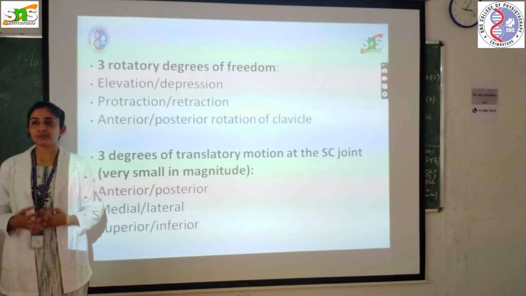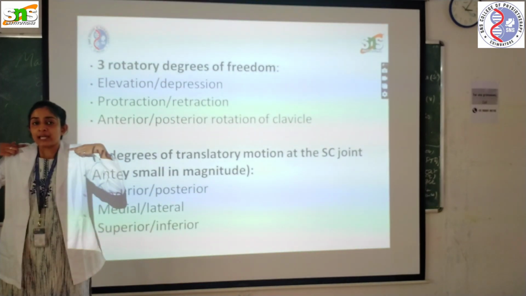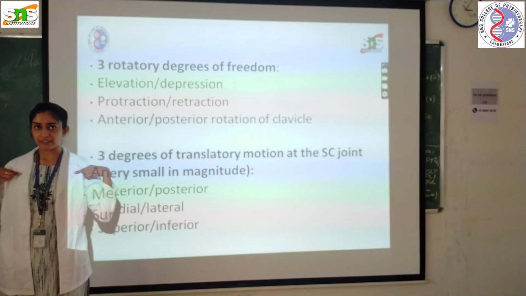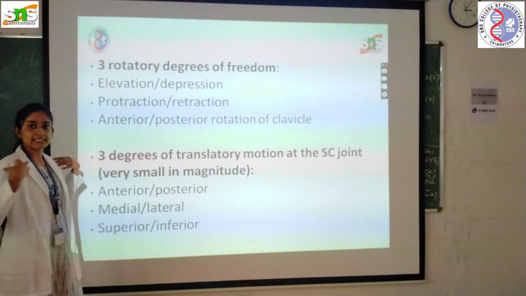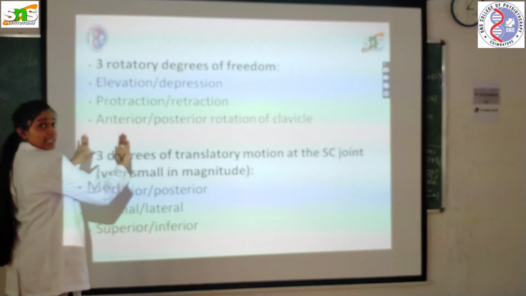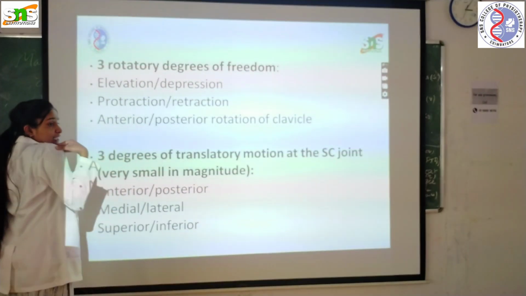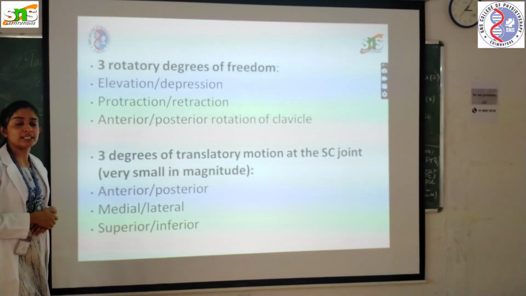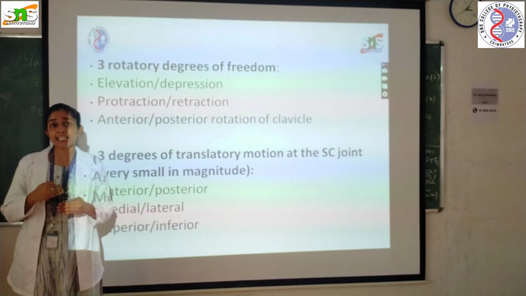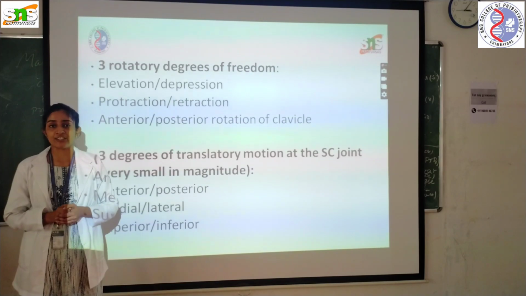So what is elevation? While you are shrugging, you can see the clavicle is moving up. And what is depression? The clavicle is coming down. So what is protraction? You can see while you are protracting, your scapula is moving away from your spine, and during retraction you can see the scapula is coming towards the spine. So these are the rotatory degrees of freedom that are present in your sternoclavicular joint.